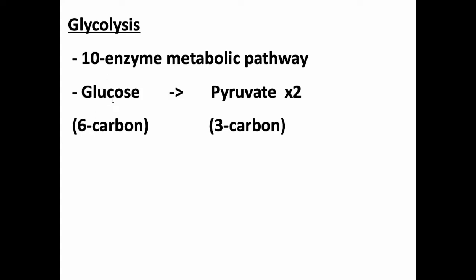We start with glucose, and we're counting the carbons here. When we talk about organic molecules, we talk about how big they are by talking about how many carbons they have. Glucose is a 6-carbon molecule. By the time we finish, we are going to have pyruvate, which is a 3-carbon molecule. Actually, we're going to have 2 pyruvates, so we go from 6 to 3 plus 3.